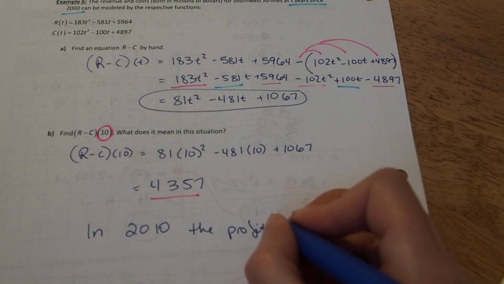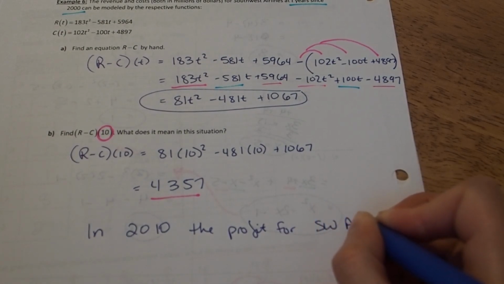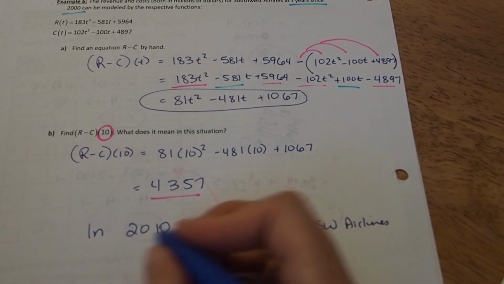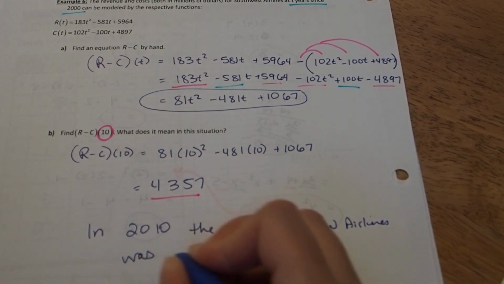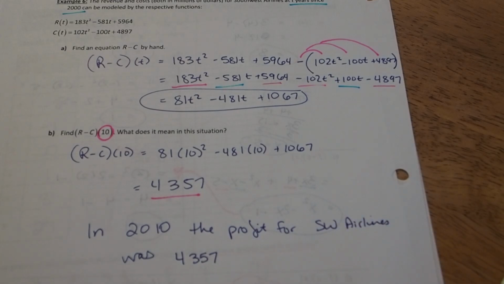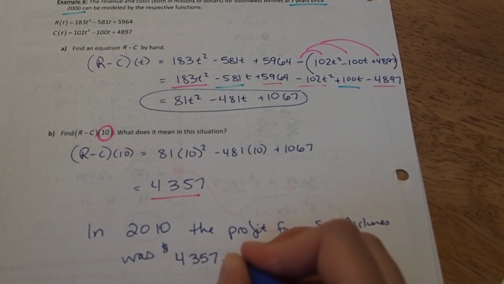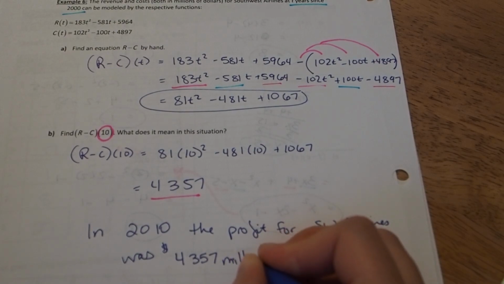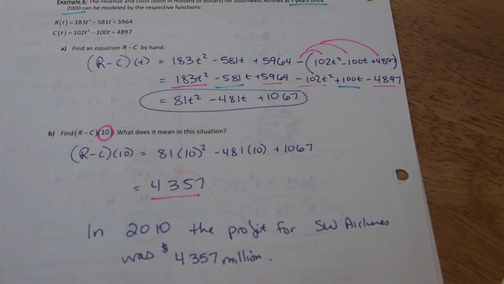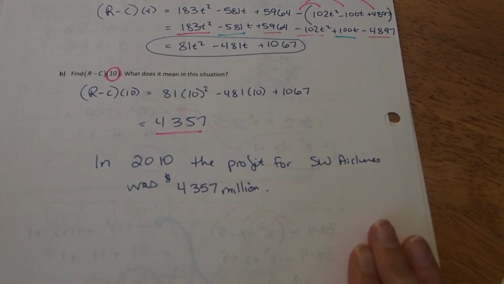So the profit for Southwest Airlines was $4,357, the units there are in millions, so we'll say $4,357 million. That's the end of this section.